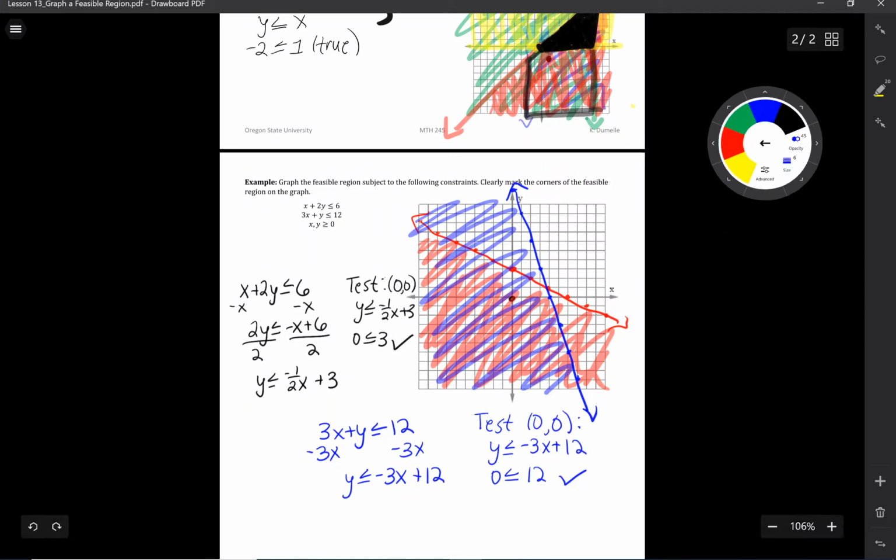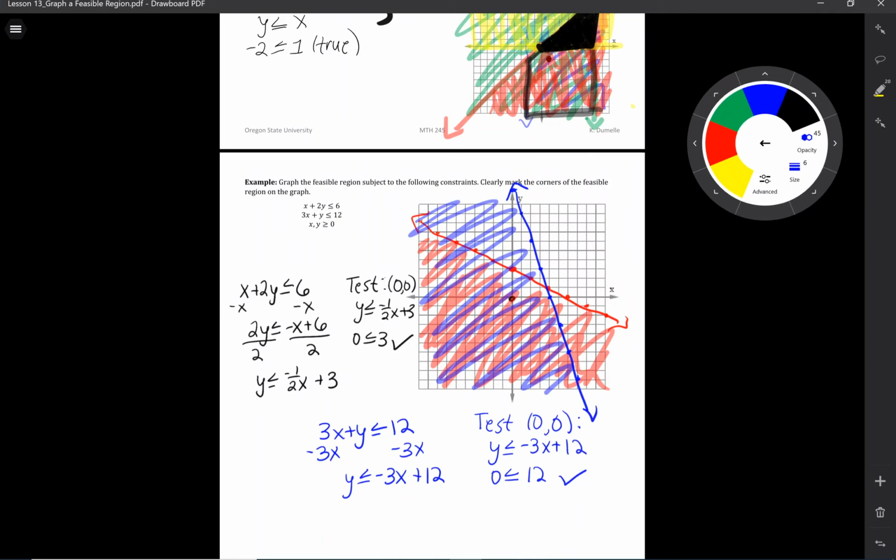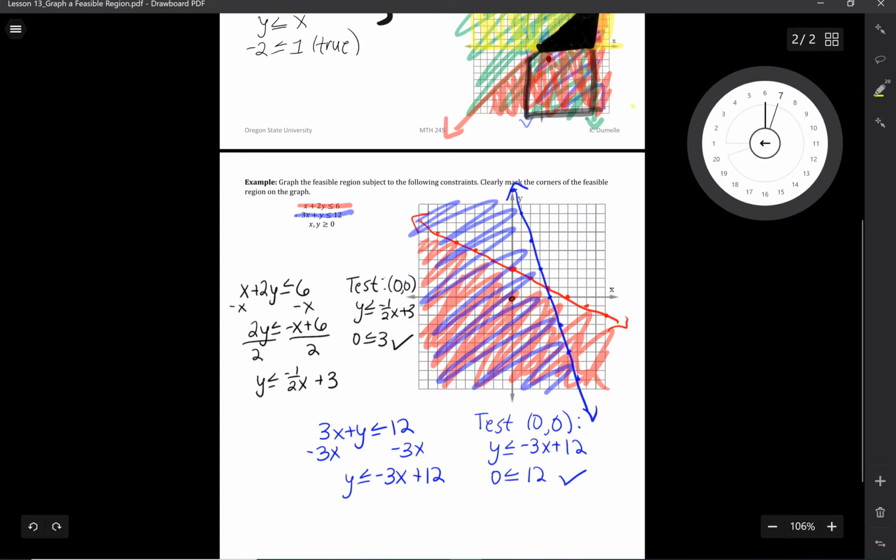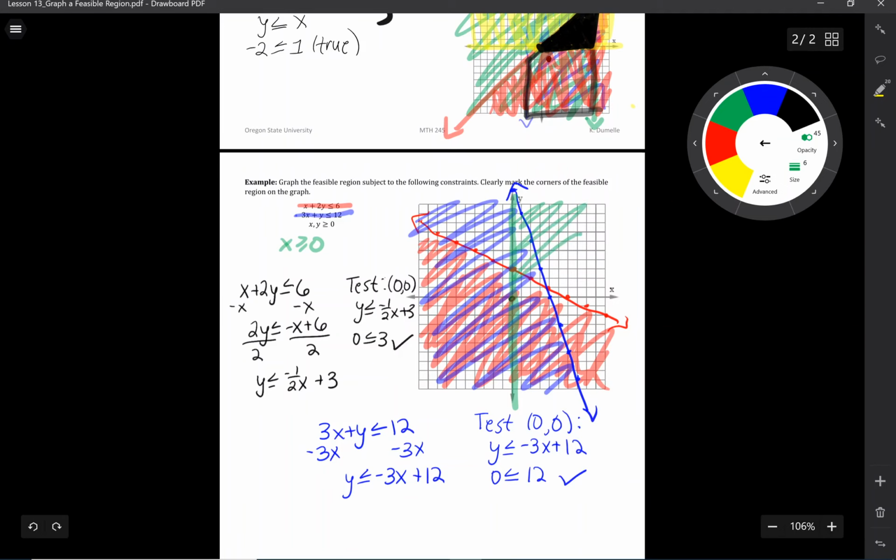And then I have one more constraint: x and y are greater than or equal to 0. So I need to graph the lines x is greater than or equal to 0 and y is greater than or equal to 0. First of all, this one is blue, this one is red. So let's first focus on x is greater than or equal to 0. When I graph this, that is going to be a vertical line, and I'm going to be greater than or equal to 0, so I'm going to be all over here.